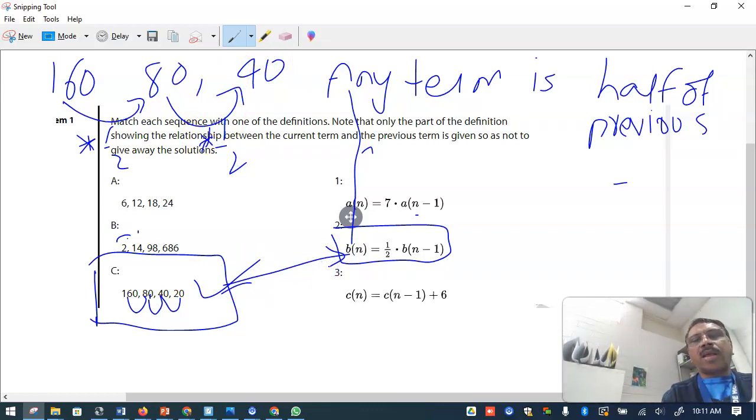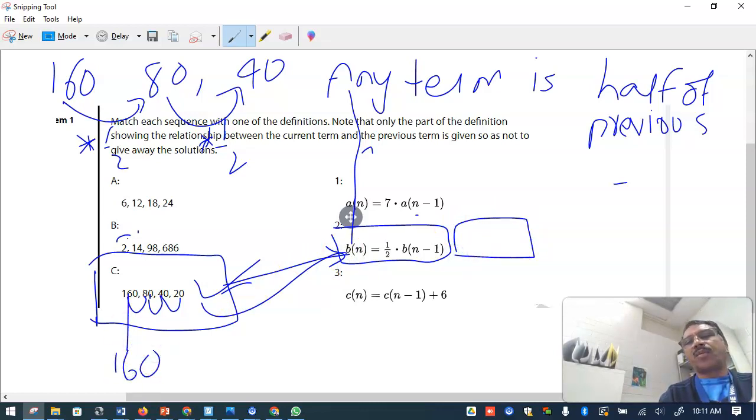And you have to explain why you say this. What is missing right here is that the very first term is 160, right? So you're supposed to write here B of 1 is 160, it begins at 160.